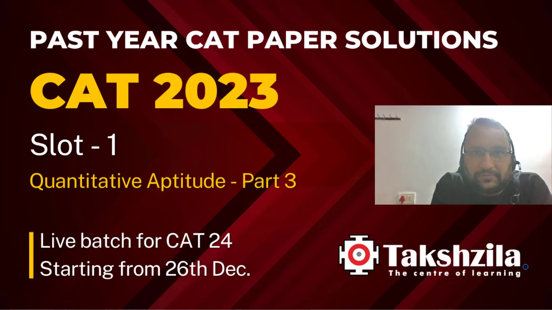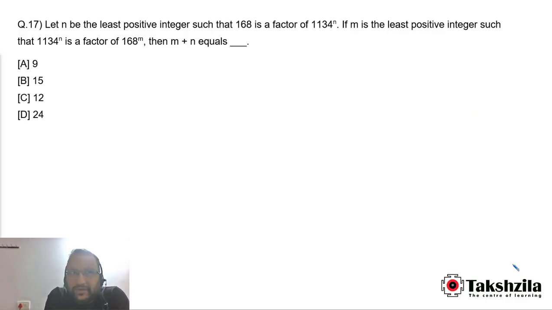तो क्वेश्चन नंबर 17 से स्टार्ट करते हैं। क्वेश्चन नंबर 17, let n be the least positive integer such that 168 is a factor of 1134 to the power n. If m is the least positive integer such that 1134 to the power n is a factor of 168 to the power m, then m plus n is equal to how much?